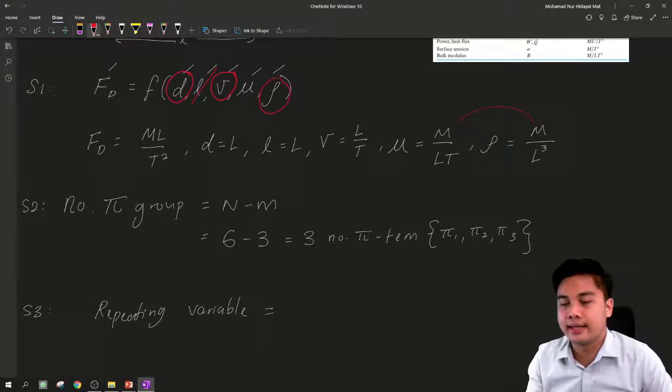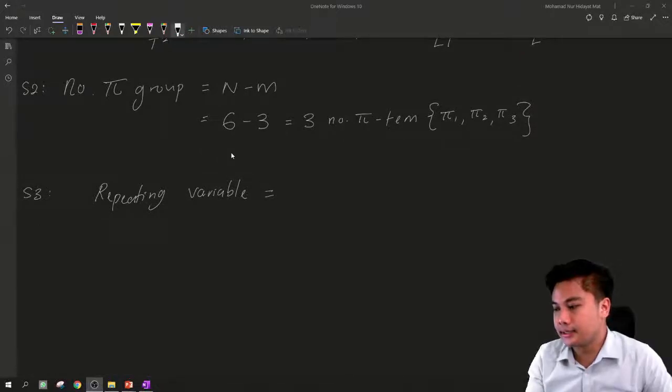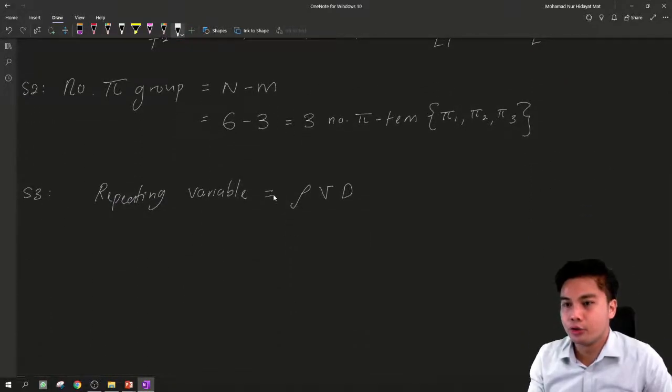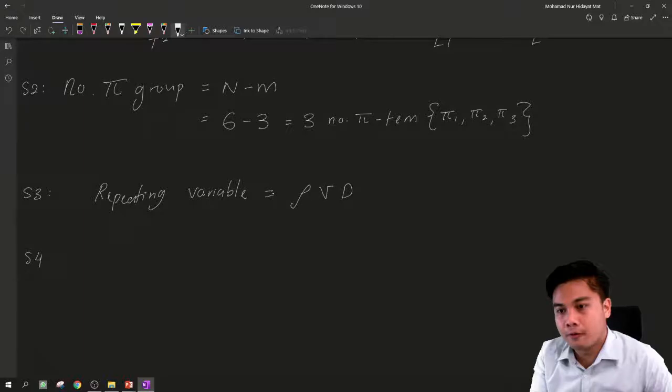So in this case, therefore in this case, it becomes rho, v and d. Alright, this is our repeating variable, rho, v and d. So let's form, step number 4, let's form the first pi term.